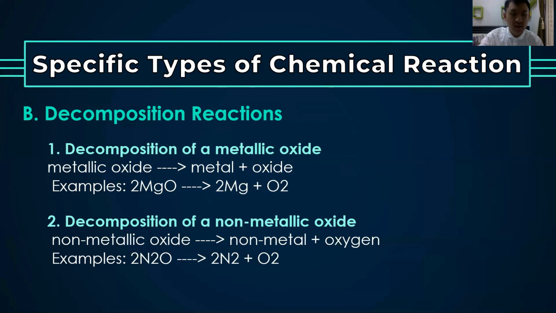Now onto the specific types of chemical reaction of decomposition reactions. First is decomposition of a metallic oxide. Metallic oxide yields metal plus oxygen. Example: 2MgO yields 2Mg plus O2. Next is decomposition of a non-metallic oxide, which is non-metallic oxide yields non-metal plus oxygen. Examples include 2N2O yields 2N2 plus O2.